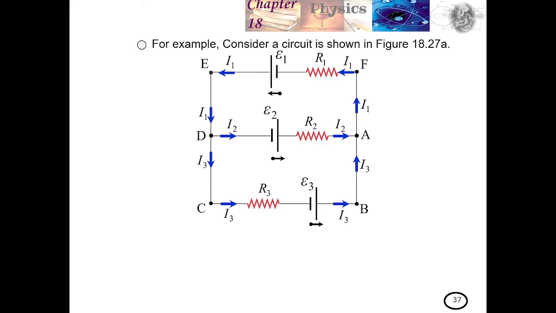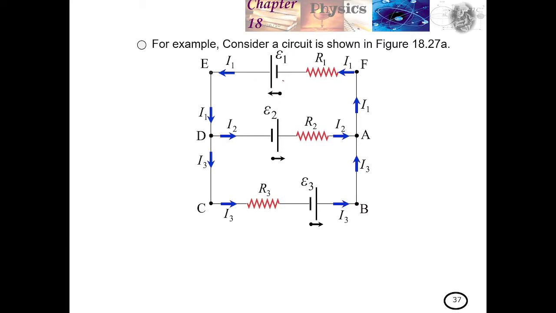So for this, let's consider the circuit in this figure, 18.27a. You can see in this circuit there are three EMFs. Okay, I label the EMFs.